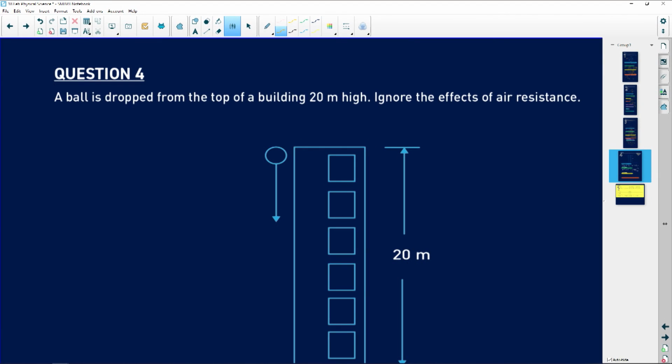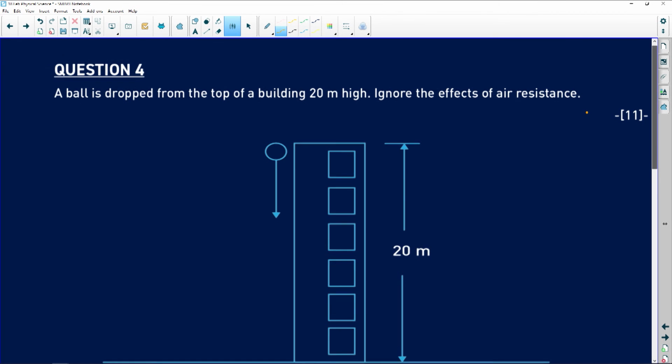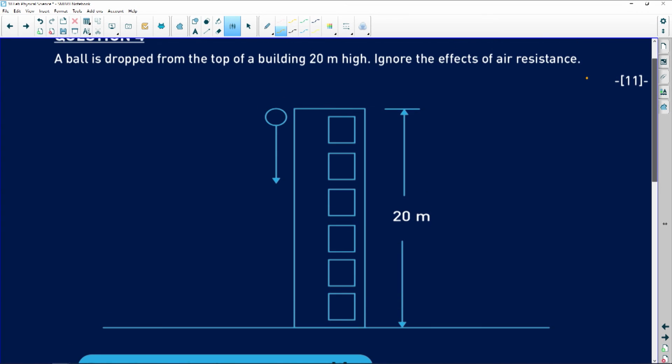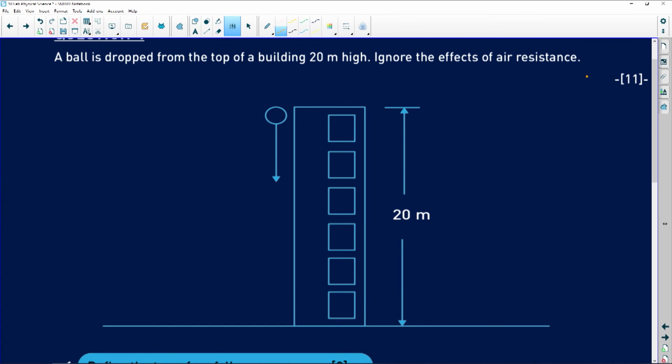Question 4 says, a ball is dropped from the top of a building 20 meters high. Ignore the effects of air resistance. And there's the diagram. All right, so simple, and that's it. Obviously I can see the building is 20 meters high, and there's my ball that is being dropped.